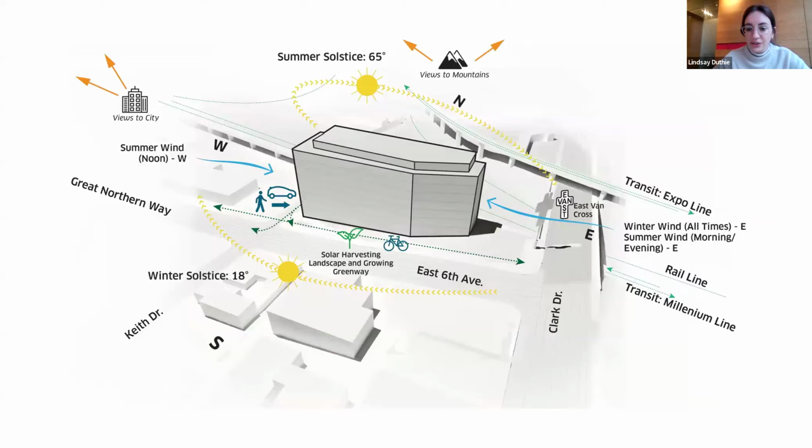It's got some real advantages too. We have incredible views to the North Shore Mountains and to the city, and great solar orientation, as well as great accessibility given we're along a bike route and next to the SkyTrain station.